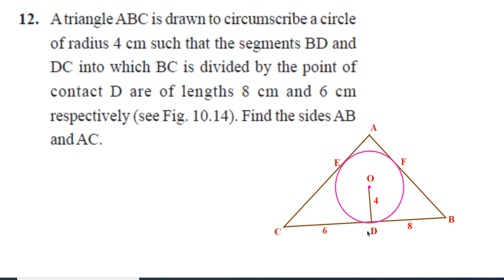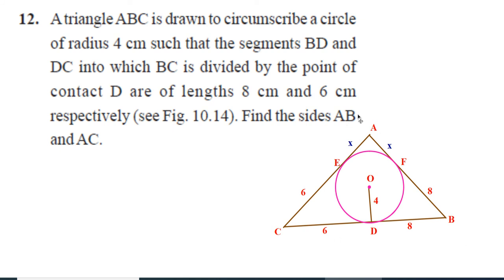If CD is equal to 6 cm, what is CE? CE is also 6 cm, because tangents from an external point are equal. Similarly, BD is equal to 8. Then what is BF? BF is also 8 cm. Let AE be X. If AE is equal to X, then AF also will be X. Now, AC means X plus 6, AB means X plus 8, and BC means 6 plus 8, it is 14.